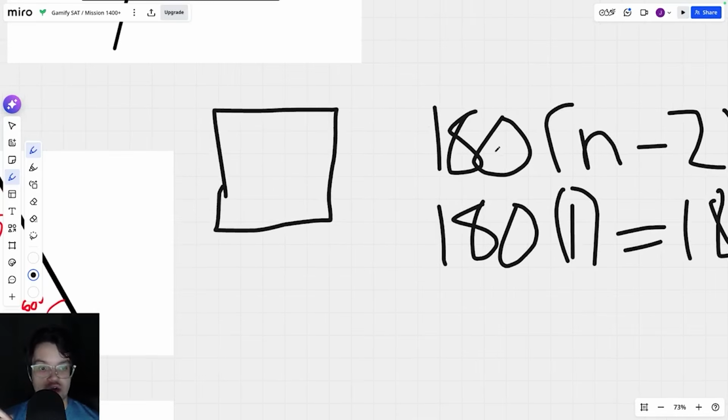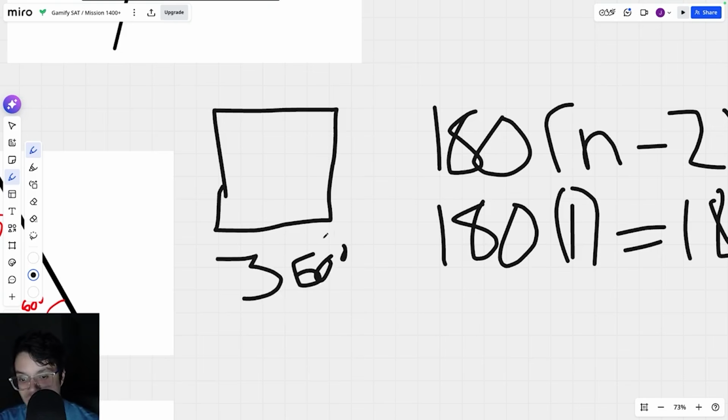180 times 4 minus 2 would be 180 times 2, which would be 360 degrees. And you guessed it, yes, if you add together the interior angles, 90, 90, 90, and then also 90 up here, it must add together to 360 degrees.